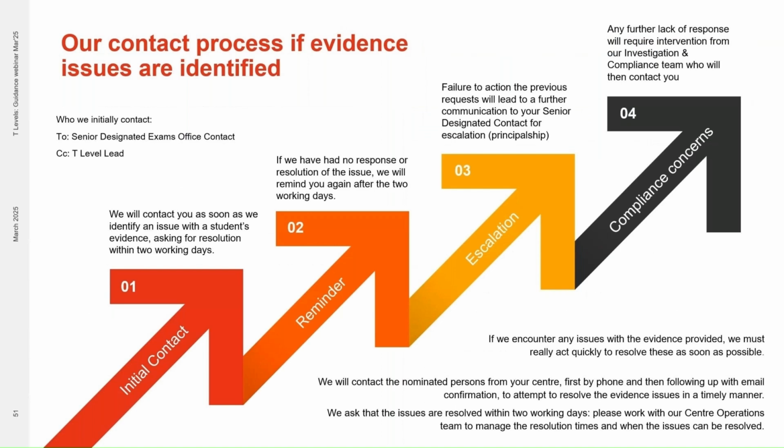Okay, so this slide outlines our contact process to centres if issues are identified with the evidence provided. So firstly, we will contact you as soon as we identify an issue with the student's evidence, asking for resolution within 2 working days. We'll then move on to a reminder. If we've had no response or resolution of the issue, we will remind you again after the 2 working days. There will then be an escalation, so failure to action the previous requests will lead to a further communication to your senior designated contact at your centre.